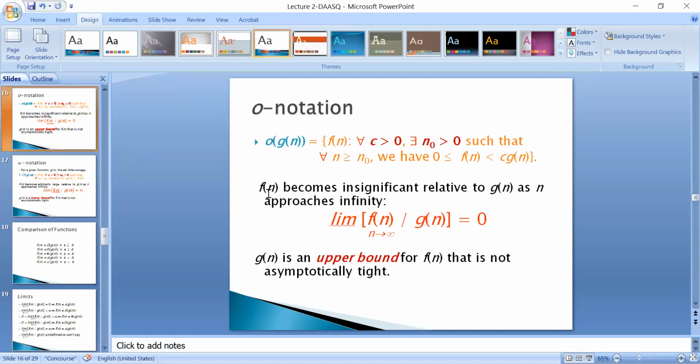So if you look here, the limit of fn by gn as n tends to infinity is 0. So for two functions that are related to each other using the small o notation, the limit equation should be true like this. So fn becomes insignificant relative to gn as n approaches infinity. This is what it means. So this means gn is an upper bound. So let me just show you by one example.